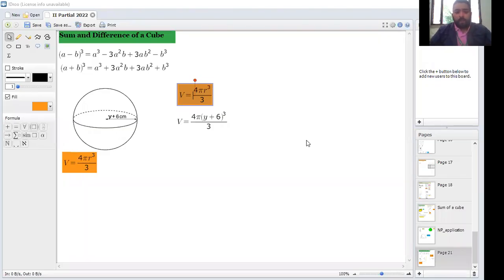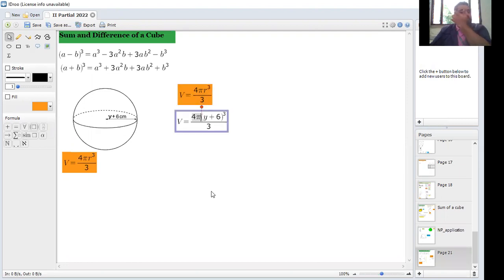Good morning. Today I will explain how to express the volume of a sphere using a sum of a cube. First, you need to know that the volume of a sphere is calculated by the formula 4 pi r raised to the cube power divided by 3.